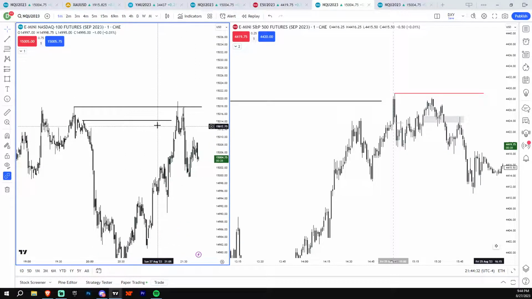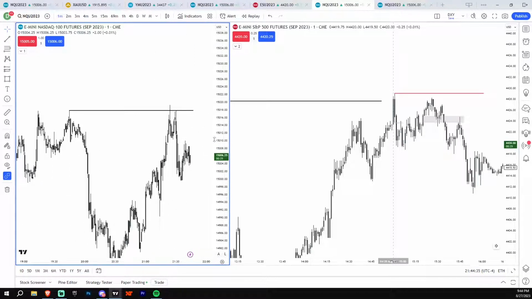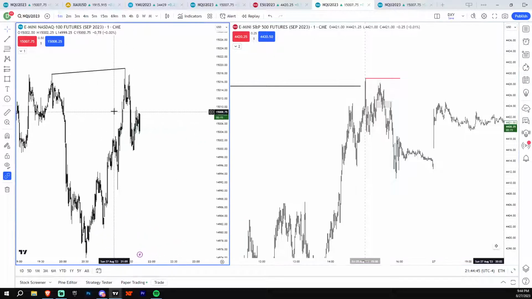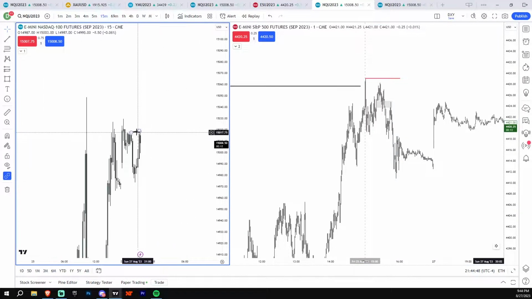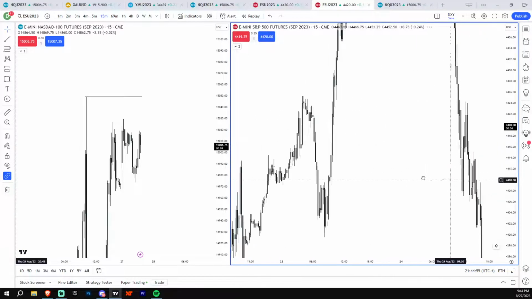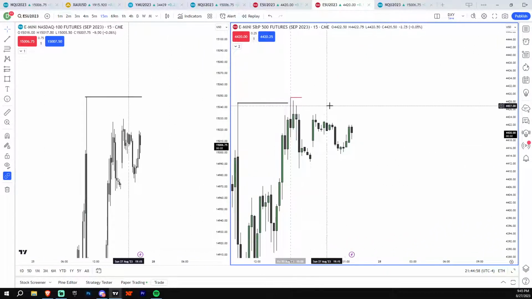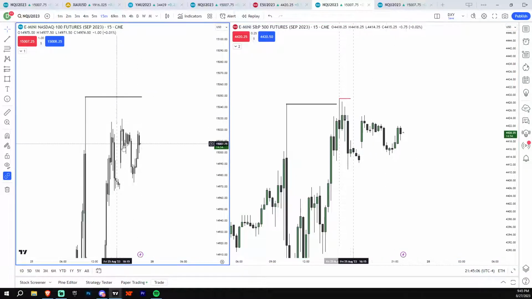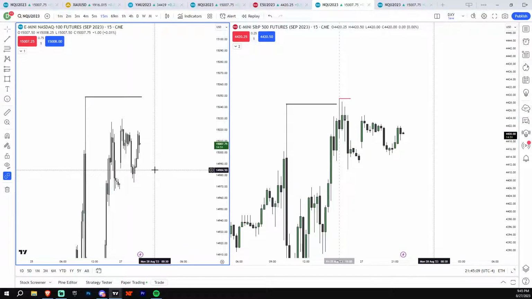Do you know what an SMT is? I have a video on SMT. Knowing an SMT is kind of like a prereq. All an SMT is when, see how on the 15-minute, if you draw a vertical line at this high, it was never hit right here, and see how it was hit on ES. One high is hit and the other's not. That's what it's called, the smart money technique. It basically shows smart money could possibly be reversing the market here and looking for shorts.